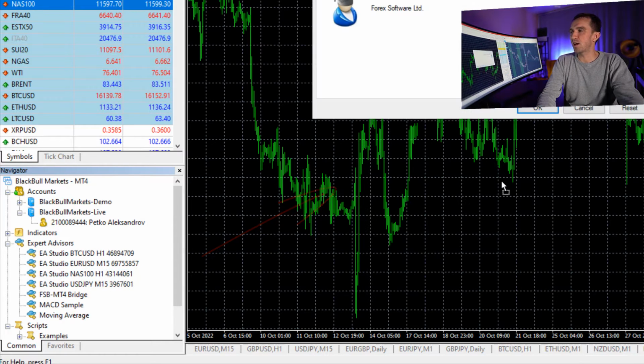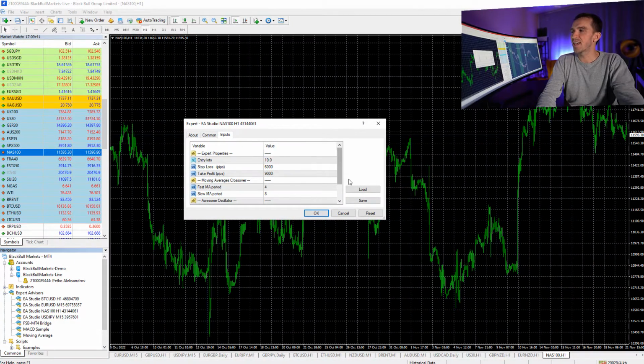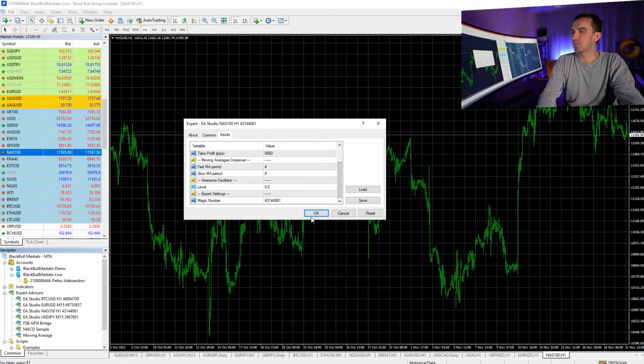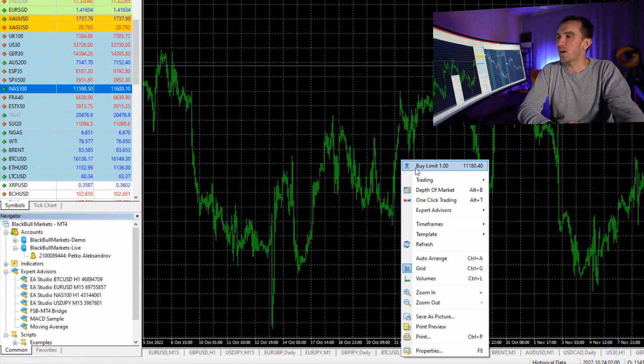Then drag and drop it over the chart, and here will be the inputs, the desired lot size and the magic number on the bottom, which allows us to track the performance if we trade many Expert Advisors in one account. And I have recorded such a video that you can check right in the corner. Now I will hit on OK, and then I will right click on the chart. I will go to Expert Advisors and I will hit on Strategy Tester.